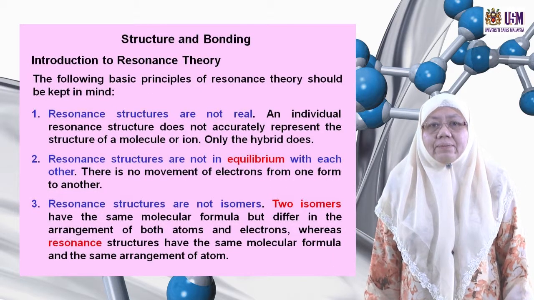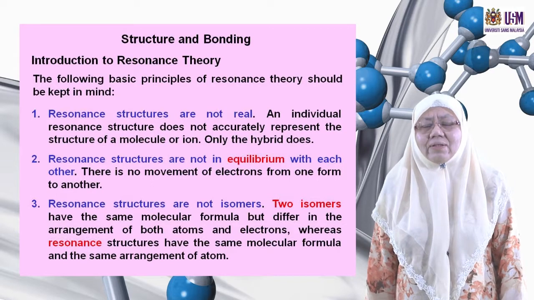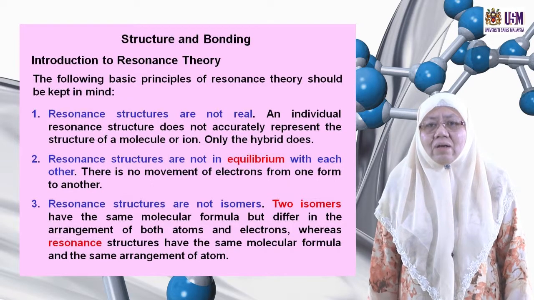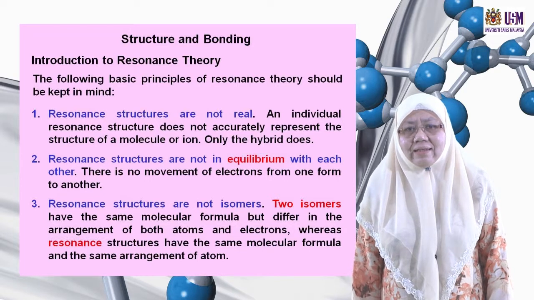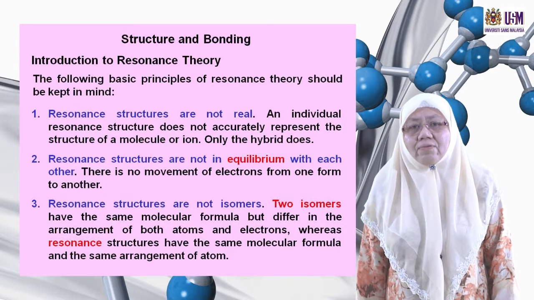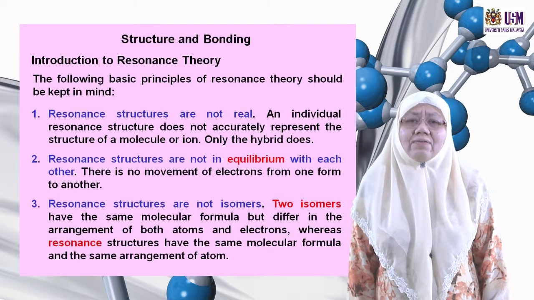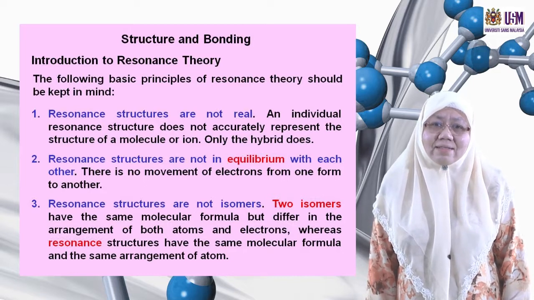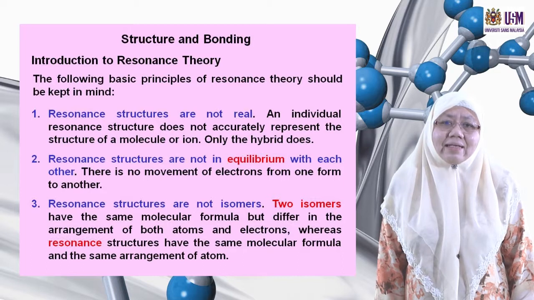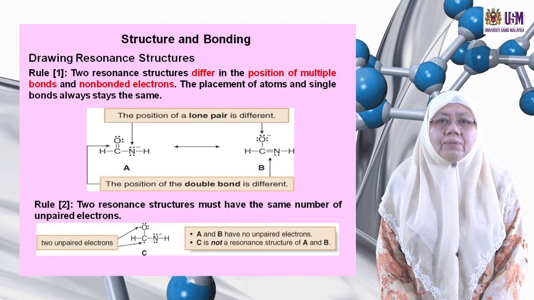Now, we see resonance structures are not real. Individual resonance structures do not accurately represent the structure of a molecule or an ion. Only the hybrid does. Resonance structures are not in equilibrium with each other. There is no movement of electrons from one form to the other. Resonance structures are not isomers. Two isomers have the same molecular formula but differ in the arrangements of both atoms and electrons. Whereas resonance structures have the same molecular formula and the same arrangement of atoms, but they only differ in the arrangement of the electrons. Okay, how do we draw resonance structures?